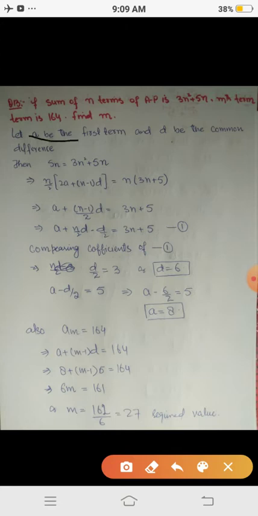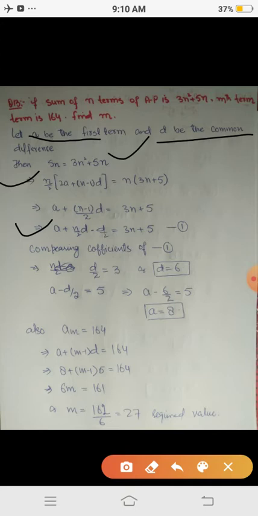Let a be the first term and d be the common difference of this AP. It is given that Sn, the sum of the first n terms, is 3n square plus 5n. We know that in terms of a and d, Sn is n by 2 into 2a plus n minus 1 into d, which is, by taking n out, n into 3n plus 5. Cancelling n and n and simplifying this, we simply get a plus n by 2 d minus d by 2 equals 3n plus 5.